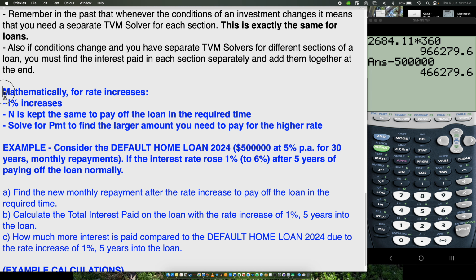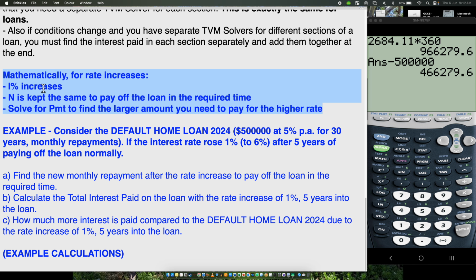So, what is the maths for a rate increase? Well, if interest rate increases and N is kept the same so that you pay off the loan in the required time, your PMT is going to be larger because you're paying off a higher interest rate and you want to pay it off in the same amount of time.